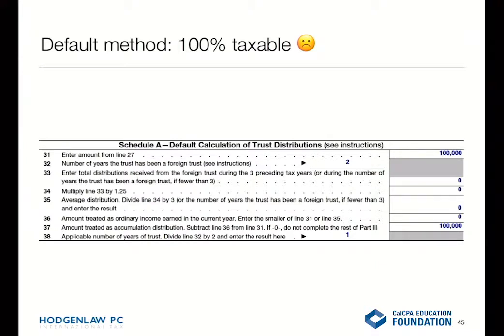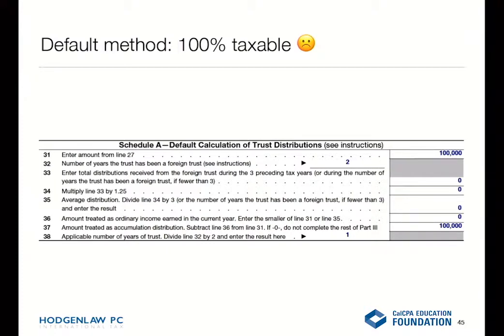Now, just a little bit of a warning, you could read this line to say, because you're filling out the 2018 tax return in 2019, that the 3 preceding tax years included 2018. That would actually be a wrong reading of this. It's talking about the 3 preceding tax years before the year for which you're filling out the form. So we're filling out the form for 2018. So we're saying, did any distributions come out in 17, 16, or 15? And based on the fact pattern we're dealing with here, the answer is no, because the trust was formed on the last day of 2017. So we have a 0 there.